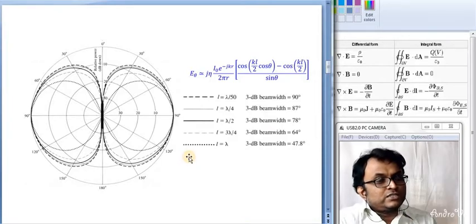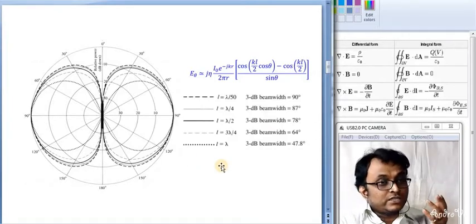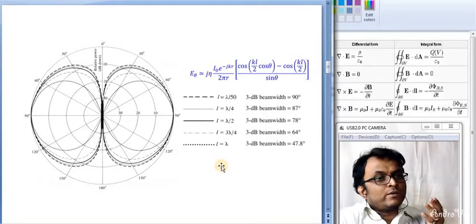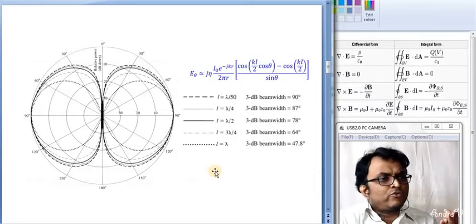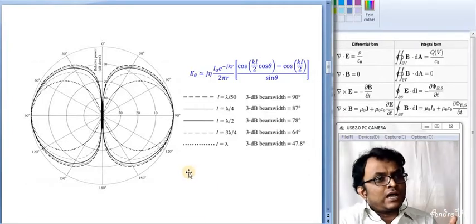So if I want to increase the aperture of the antenna, then more and more antennas have to be in array form. In a similar way, if I want more gain from an amplifier, I have to cascade more amplifiers.